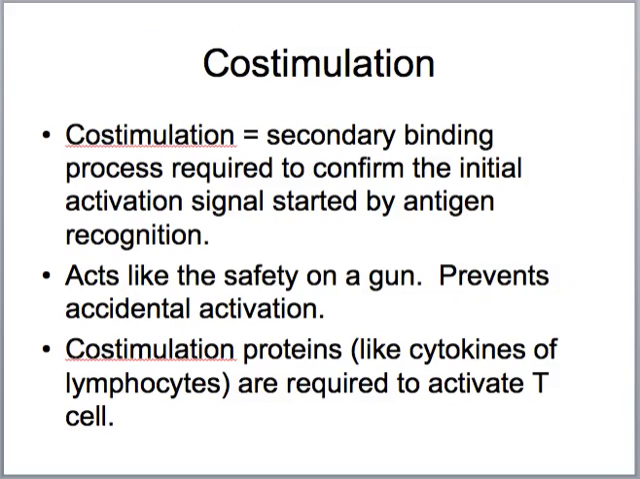Okay, we have now the process called co-stimulation. Co-stimulation is a secondary binding process that is required to confirm an initial activation signal that's started by antigen recognition. It acts like the safety on a gun. It prevents accidental activation. So co-stimulation proteins like cytokines that are produced by lymphocytes are required to activate T cells.